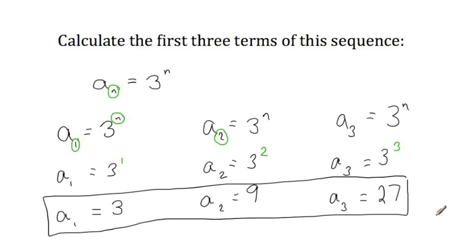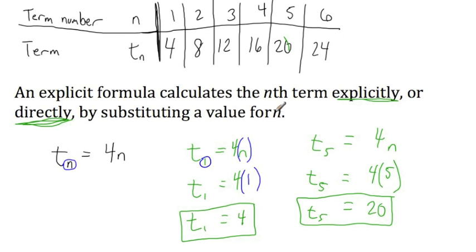You might also be asked in problems to calculate the 50th term or the 100th term, and all you have to do is, instead of just counting a sub 1, a sub 2, a sub 3, you can jump directly to a sub whatever term that they ask you. And we saw an example of that over here when we calculated the 5th term. Remember, the advantage of an explicit formula is that you can calculate any term right off the bat by directly substituting in a value for n.